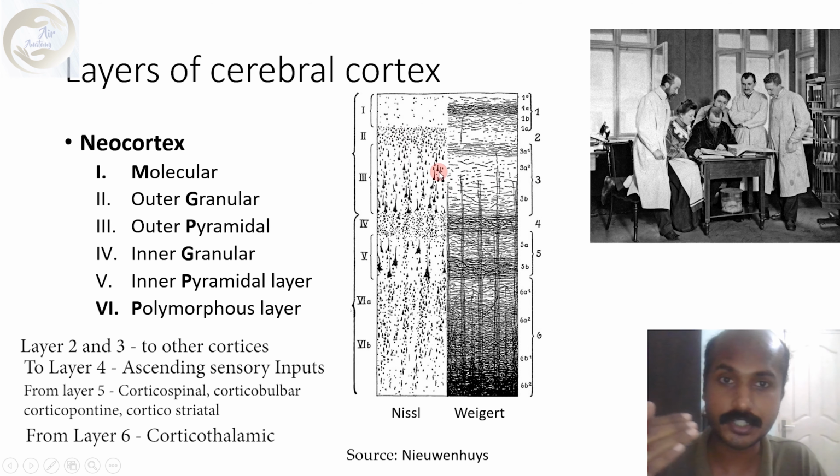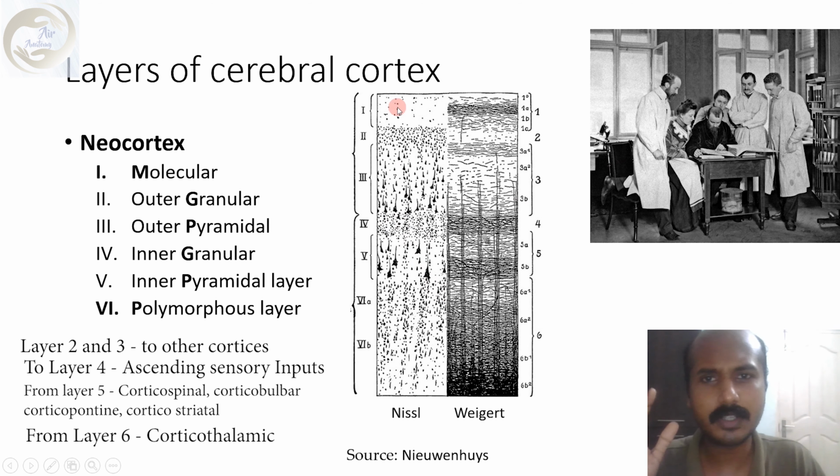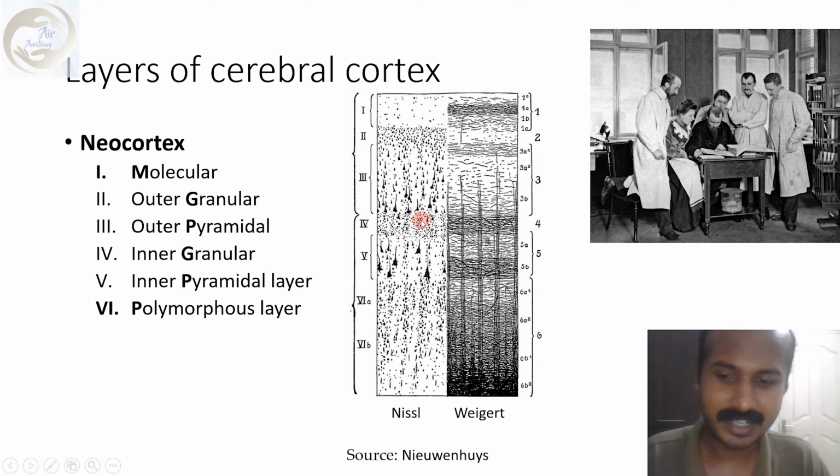Layers 2 and 3 contain fibers that connect to other cortical structures, other cortices. Layer 2 contains short association fibers, layer 3 contains long association fibers, and layer 3 also contains commissural fibers. So layers 2 and 3 are basically interconnecting to other cortical areas. All these fibers come and branch in layer 1. So this is the basic laminar architecture.